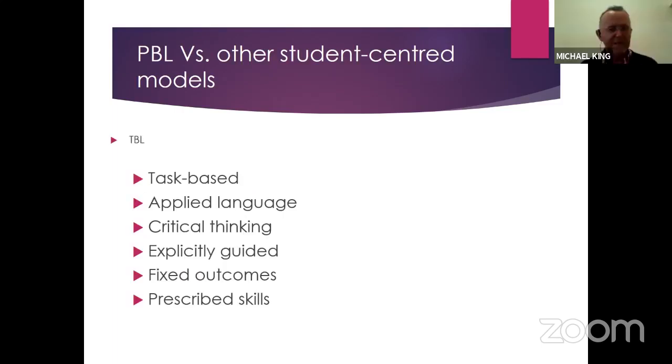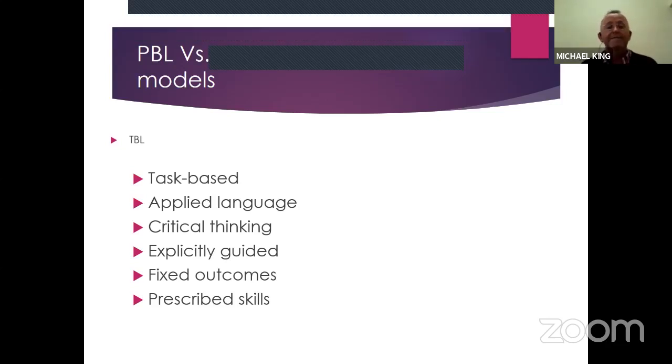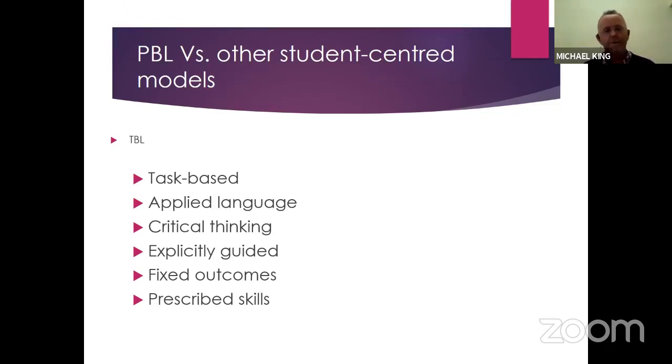So task-based is of course task-based, it's linked to language. We use critical thinking in task-based learning because students have to make decisions, but it is quite explicitly guided. We give the students a very clear instruction on what the task is and what they have to do. And often there are fixed outcomes. So let's say, for example, you have to come up with a report or a presentation or act out a skit or something like this. And therefore the skills will be quite prescribed in that, of course, if you have to give a presentation, there are very, very clear skills on what to do.